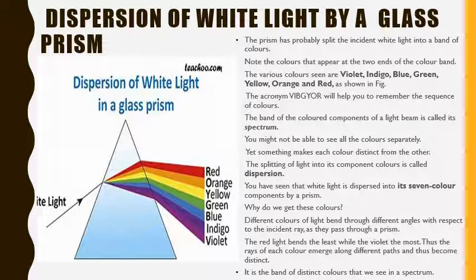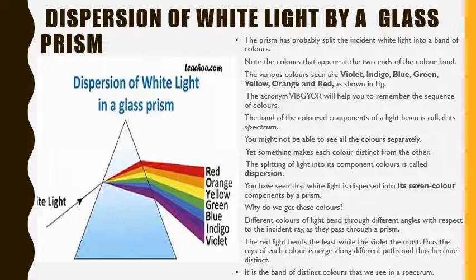Dispersion of white light by a glass prism. Now just see, I have tried to show you a figure similar to your textbook. This is dispersion of white light in a glass prism. Here something is missing, that is white light. It is written here, white light. Okay, now when white light is incident on a glass prism, what happens to it?